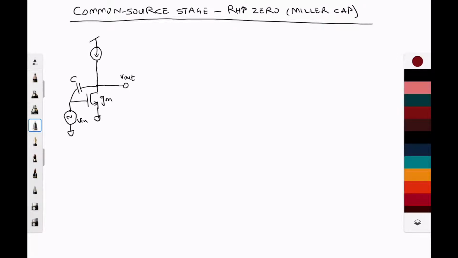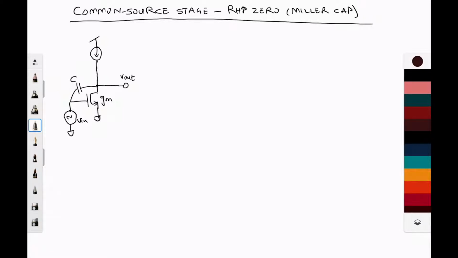So today we're going to gain some intuition behind an RHP zero that is very commonly associated with a common source stage when using a Miller cap. So over here we have a common source stage with an NMOS transistor with transconductance of gm, and then additionally we have a Miller capacitor between the gate and the drain of this common source stage.